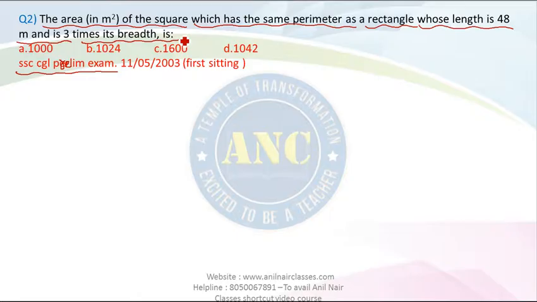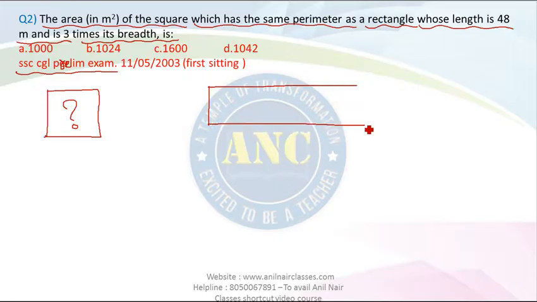Let us read the question once again. Now they are saying that I need to find the area of this particular square. What is the area is the question. Beautiful, that is something I understood. Next, it has the same perimeter as the rectangle. Now there is a rectangle. The perimeter of this rectangle and the perimeter of this square are both 100% the same. Have they given you the perimeter of the rectangle directly? No, they haven't given it.